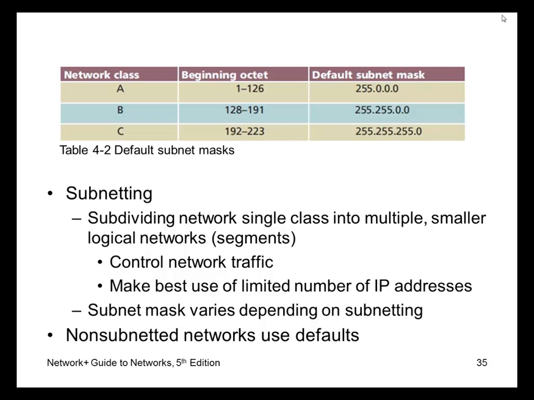The mask varies, which we're going to learn about. It says non-subnetted networks use defaults. Basically, if you don't specify, it's going to give it to you. It's going to look at what you're putting in for the IP address, at the first digit. Like when I put in 10, it automatically gives me 255.0.0.0. I have to change it to 255.255.0.0. Okay.